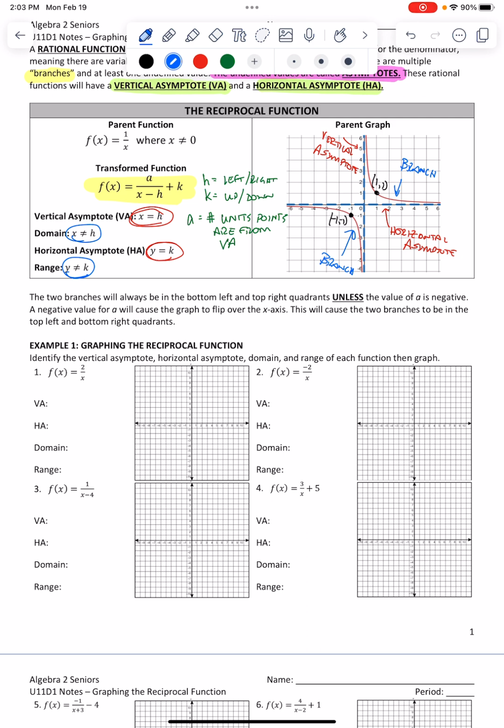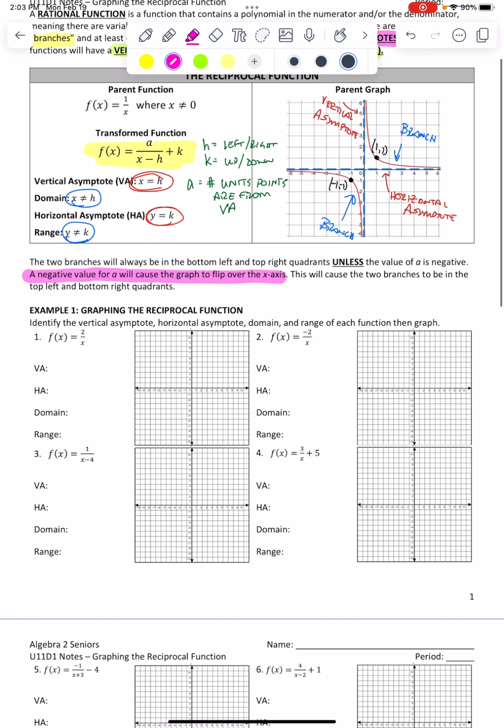Now, what we can work with here is the 2 branches, right? We can see of that parent reciprocal function, the branches are in the bottom left and the top right corners, right? Quadrants. So they're always going to be there unless the value of a is negative, okay? So a negative a value is going to cause the graph to flip over the x-axis. So the 2 branches will be in the top left and the bottom right. So we're always going to be bottom left, top right, unless it's negative. Then it's going to flip, be top left, bottom right, okay? So they're going to be diagonal from each other every time. We just got to know where it starts.